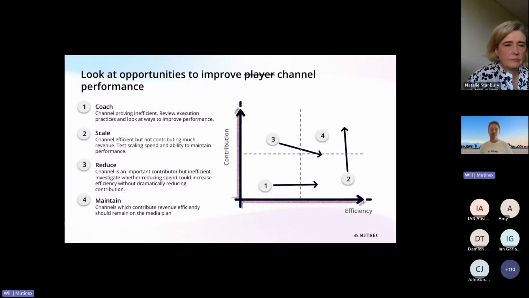If you're in that top left, it's important for you, but that channel is contributing a large amount of revenue very inefficiently. There's a very strong likelihood that you're over-investing in it, and that if you were to reduce your investment in that channel, you could reduce your spend and make it more efficient without losing a lot of contribution from that channel. So you want to look at opportunities there. And if you're in the top right, that's exactly where you want to be. You're efficient, you're important. That's where you're trying to drive all your channels and your players into that space.